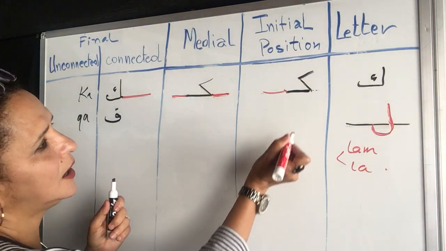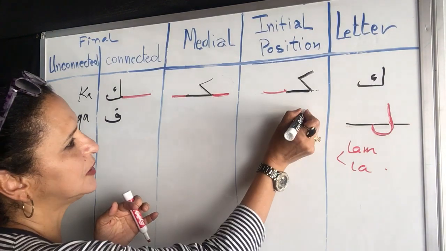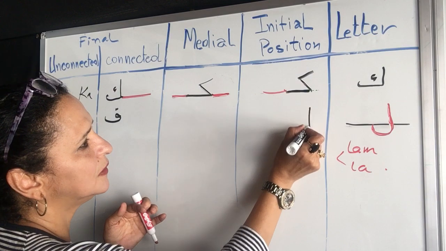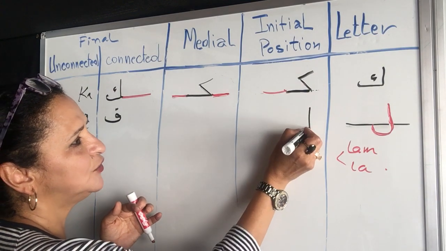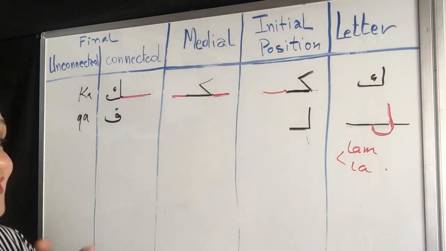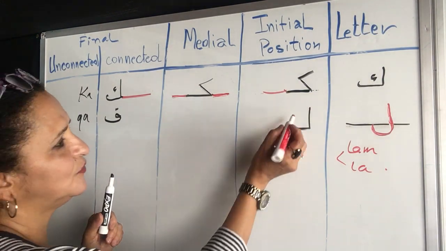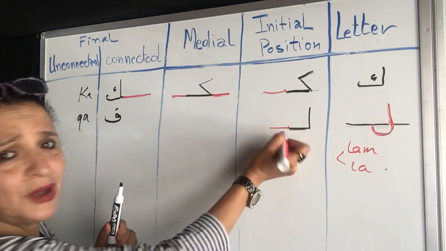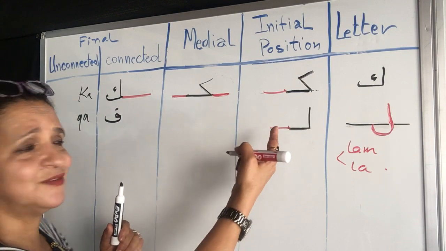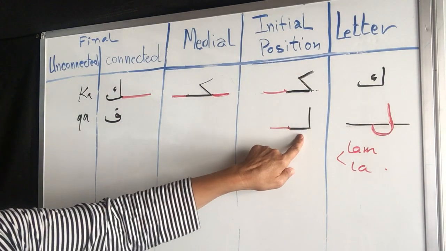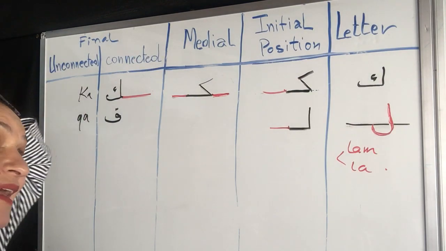So la at the beginning is going to be like this. Okay. And you stop on the line and you go straight on the line. This is la at the beginning. And then I can have here anything. I can have ba, I can have ta, I can have sha, kha, fa, ka, anything. So this is la. Okay?